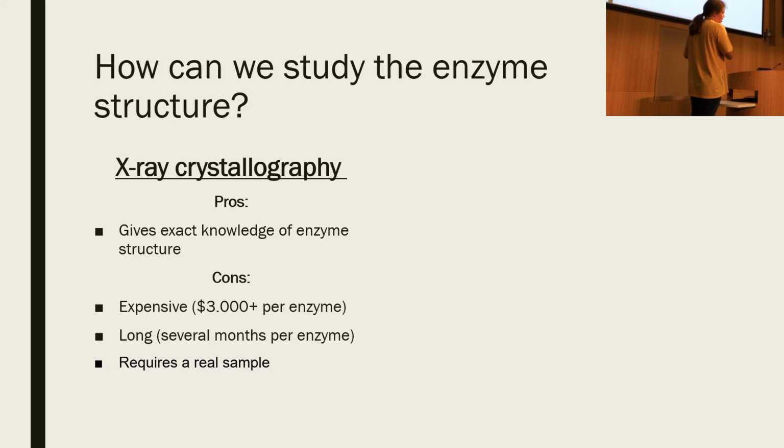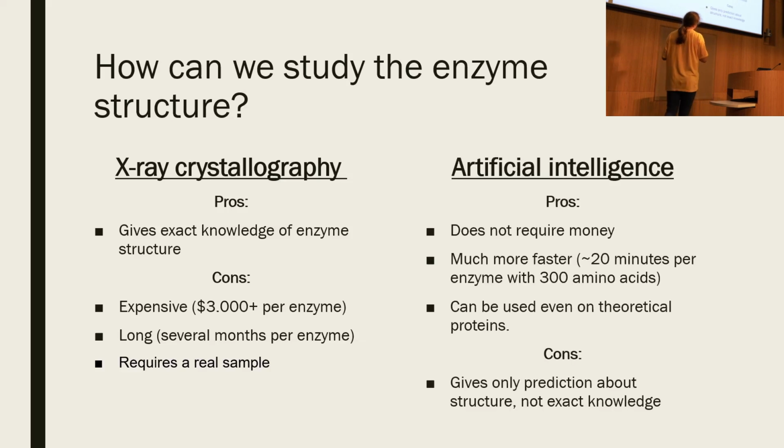And on the other hand, we have a more modern way, and that is with the help of artificial intelligence. Unlike the previous method, it doesn't require money to process enzymes, and it's much faster, because not several months, but like 20 minutes per one small enzyme. Also, it can be used on theoretical enzymes and proteins because it doesn't require a real sample. We can just give it an amino acid sequence and it will give us a result.